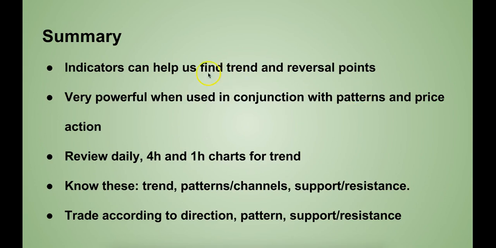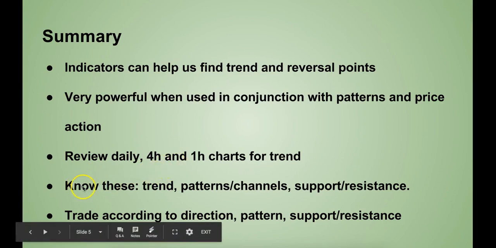To summarize all of this, indicators help us find trend. So the moving average, pivot points, other indicators help us find trend. They're very powerful when they're used in conjunction with patterns and price action. And by price action, I mean those patterns and channels and double tops and double bottoms and so on. We need to review the daily, 4-hour, and 1-hour charts to determine that trend. Because remember, we must know the trend, channels, patterns, support, and resistance.